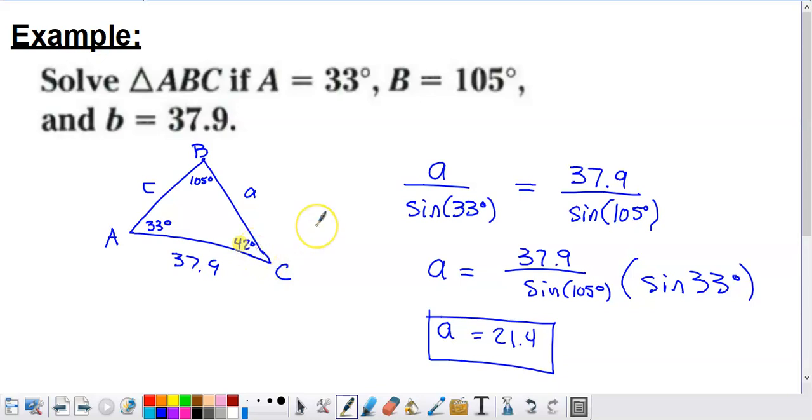That works for any triangle. All of the angles sum to 180 degrees. So that was easy enough to find. We have two things that we still have to find. We have to find side A, we have to find side C. So we're going to find side A.